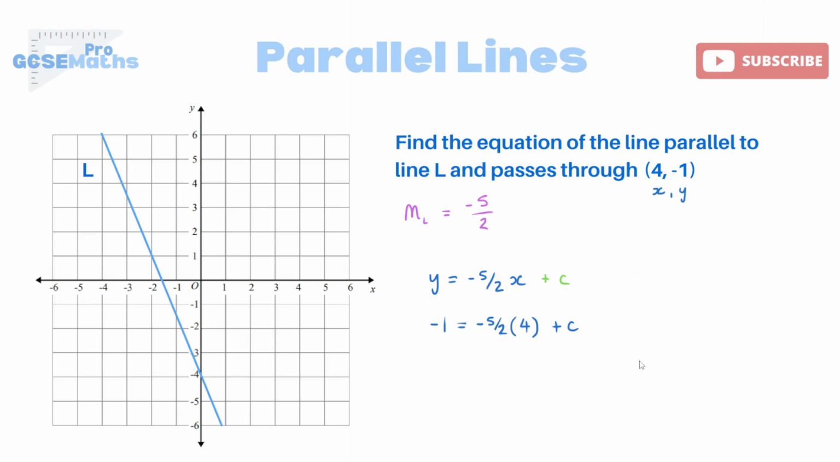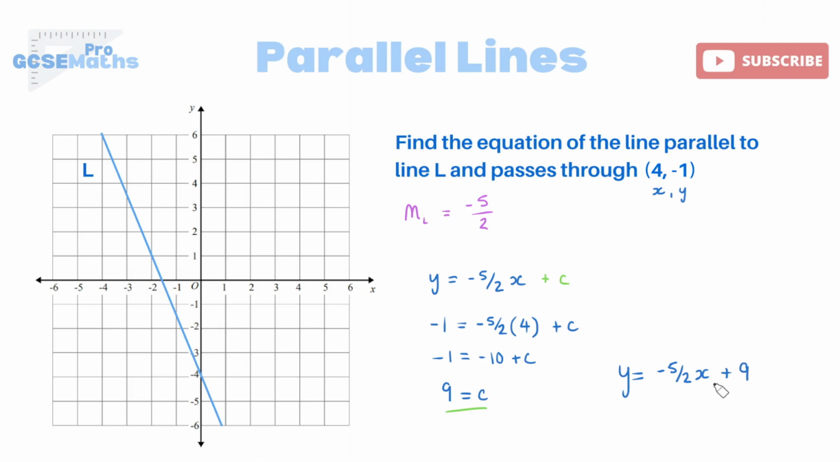That's just an equation that I can now solve. I want to find what c is. So if you multiply this bit, you should get negative 10. So we've got minus 1 is equal to minus 10 plus c, and obviously then just move it across. So that gives me 9 for c, positive 9. So now I know the y-intercept, I can just write my answer together. The whole equation would be y is equal to the gradient, which is minus 5/2 or minus 2.5, x plus c, the y-intercept, which is positive 9. So there's my final answer.